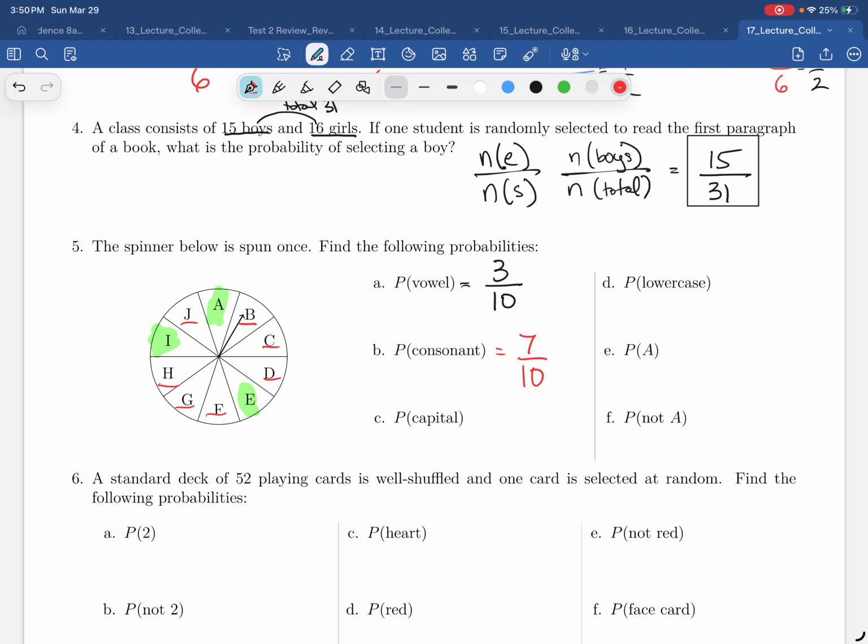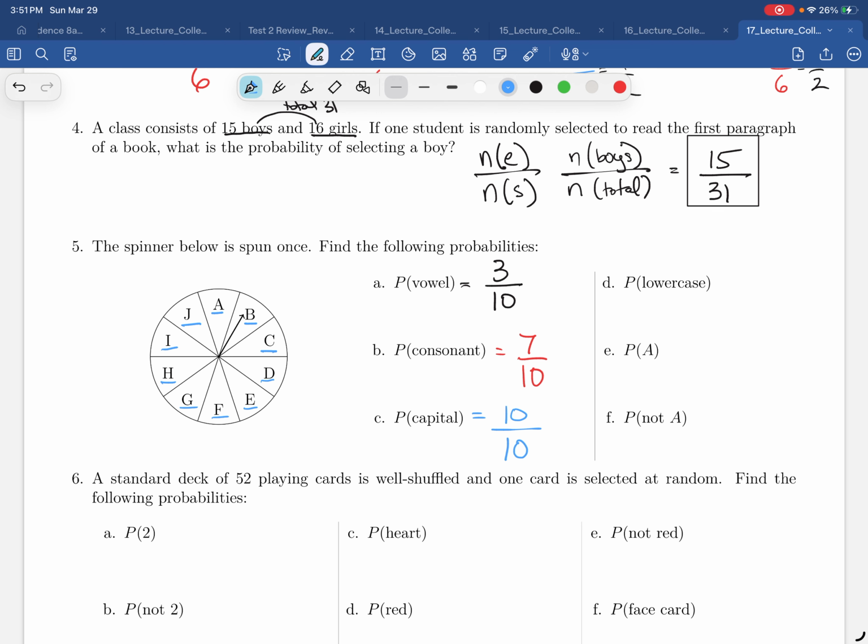Next, let's look at getting a capital. Well, if you look at these letters, let's count how many of them are capitals. This is capital A, capital B, capital C. It looks like every one of these is a capital letter. So there are 10 capital letters, and then remember our bottom number is 10 because there's 10 possibilities in our sample space. This would simplify down to be 1 or 100%. See, it's possible to have a 100% chance of something happening. It's also possible to have a 0% chance of something happening.